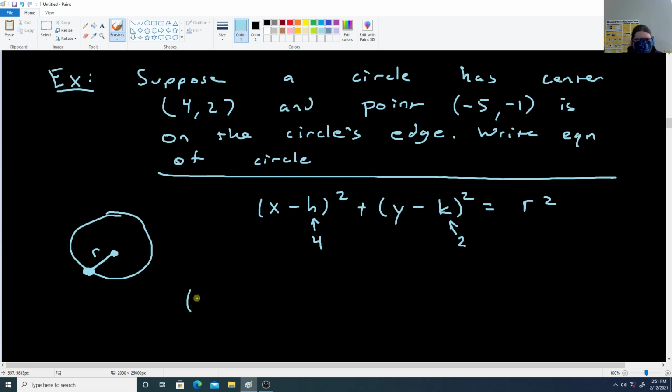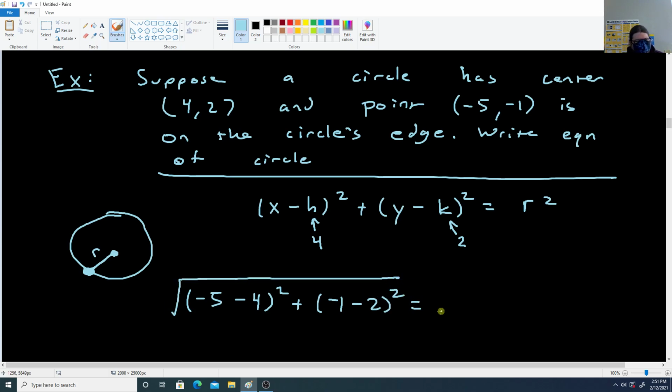So the center is (4, 2), so that means h is going to be 4. k is 2. And since this point here is on the circle's edge, the distance from the point to the center of the circle will be the radius. So if I use the distance formula, I'll get the square root of x2 minus x1 squared plus y2, which is negative 1, minus y1, which is 2, squared. No, just kidding. This is negative 9 squared. Negative 9 squared is 81. And then this is negative 3 squared. Negative 3 squared is 9. So this will equal the square root of 90. So this is our radius. The square root goes in for the radius.